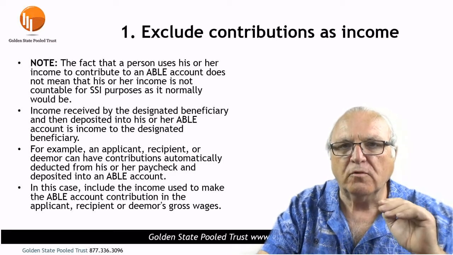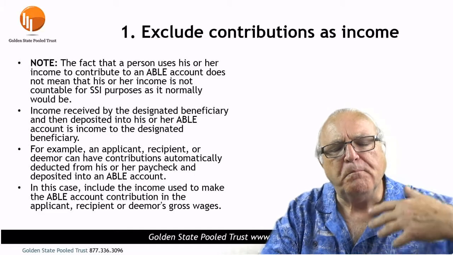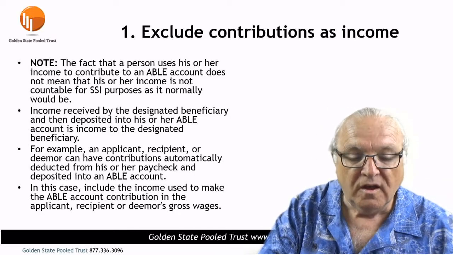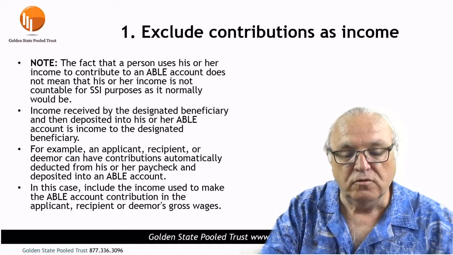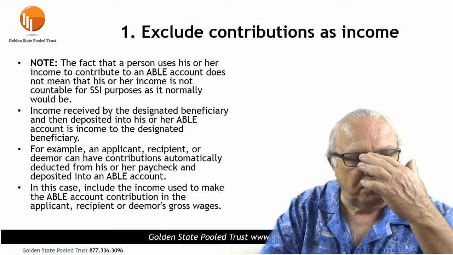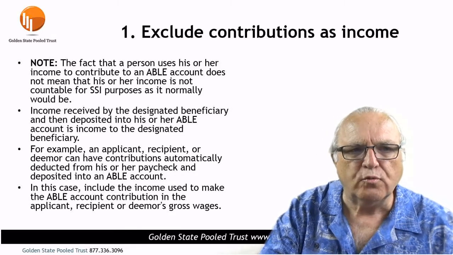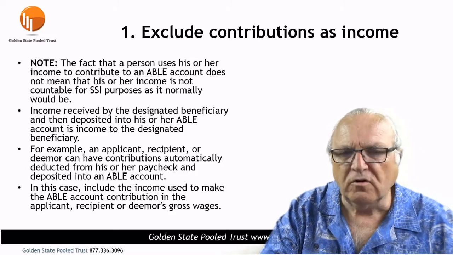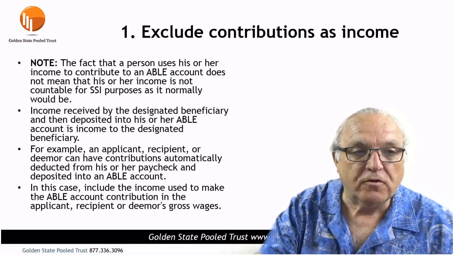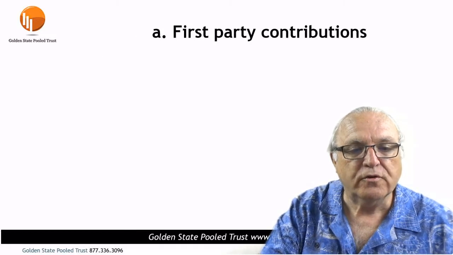In this case, include the income used to make the ABLE account contribution in the applicant, recipient, or deemer's gross wages. So that's a good example of one of the benefits of using an ABLE account for somebody who is working and disabled: the ability to take your wages here and place them in an ABLE account to keep you from constantly going over that $2,000 resource limit, but it's still going to have the same 2-for-1 reduction after the first $65 that all SSI recipients have to go through.